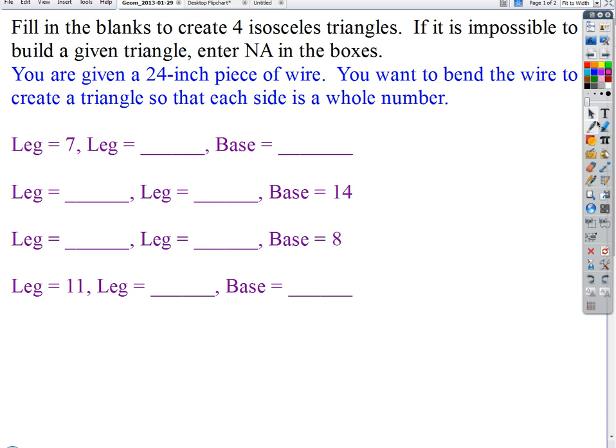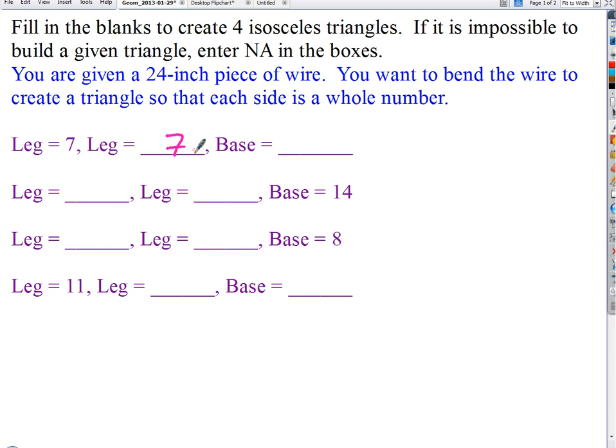So what would we do here? Somebody raise your hand and help me out here. What would we do with this first case, where I know that one of the legs is 7? Okay, what's the other leg going to be then, for sure? 7. If it works, it'd be 7. And then those add to 14. If I subtract that from 24, it leaves how much for the last side, which is the base? 10. Okay? Is that a possible triangle? It is, isn't it?